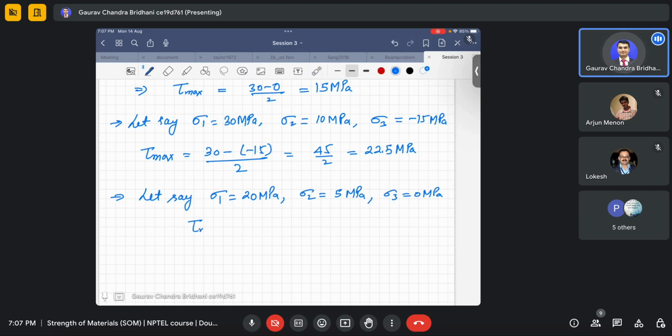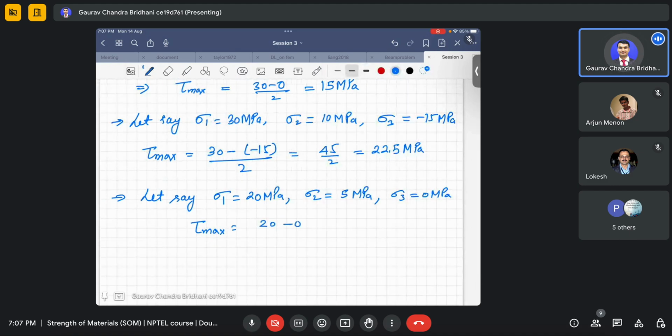So the tau max will be 20 minus 0 divided by 2, not 20 minus 5 divided by 2. Okay, so it will be 10 MPa.